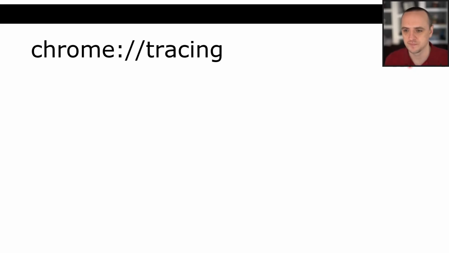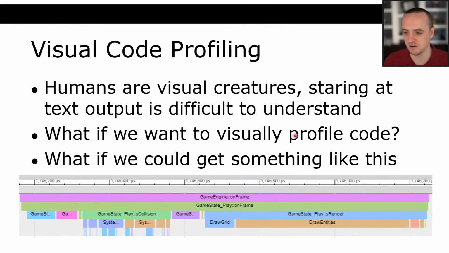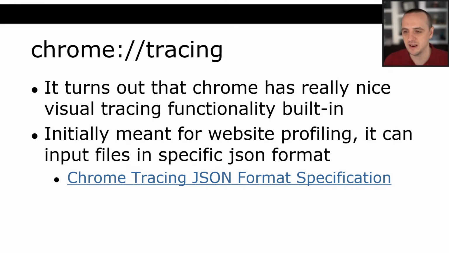All right. Cool thing is, it turns out that Chrome, the Google browser, has really nice visual tracing functionality built in. And so what you see here comes straight from Chrome. Initially, this was meant for website profiling, but you can input files in a very specific JSON format, and you can go to the format here. It's not super important because I've done all that for you.